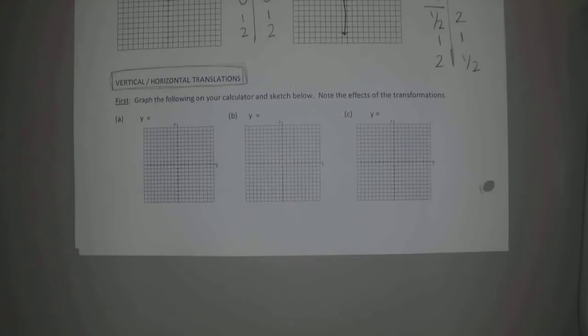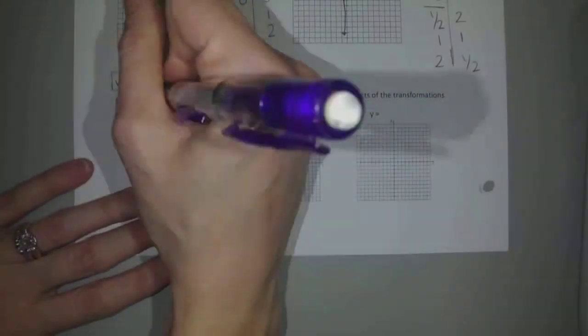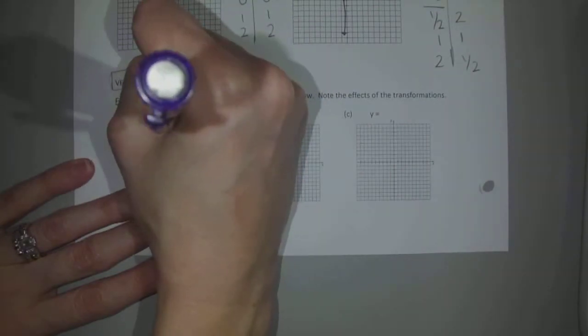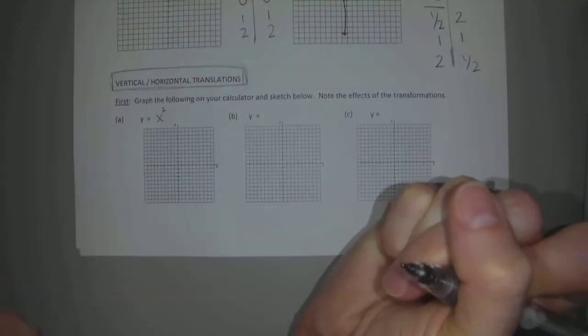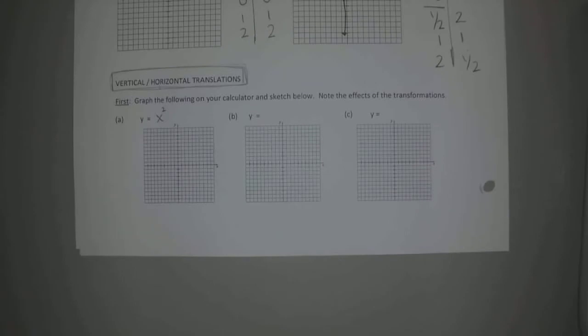So now that we have our parent functions, 1 through 8, we are going to start moving them, stretching them, shrinking them, all kinds of stuff. So this is going to be very intense because we have to realize all these different numbers, depending on what location they are, they are going to do something different to our graph, okay? So first here, let's graph the following on our calculator.